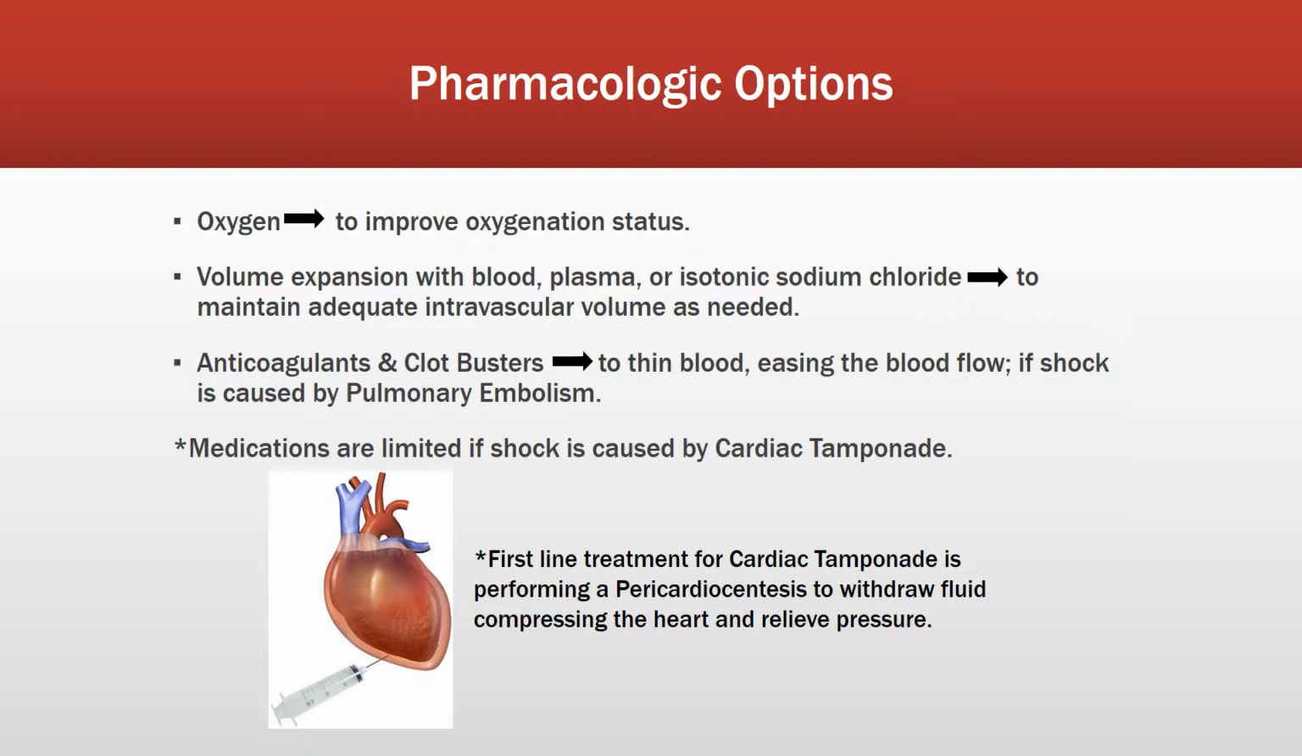Anticoagulants and clot busters to thin the blood, easing the blood flow. This is if the shock is caused by pulmonary embolism. The medications are limited if the shock is caused by cardiac tamponade.